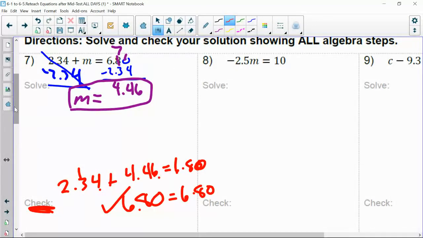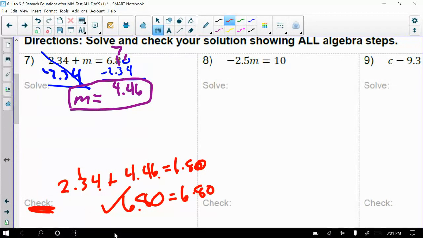Okay. All right, if you need to, pause this one. And then let's look at number 8. This one is multiplication. What's the opposite of multiplication? Hopefully in your head you said division. Now remember that negative is coming with your 2.5. And then this is where you're going to have to do some of your division off to the side.